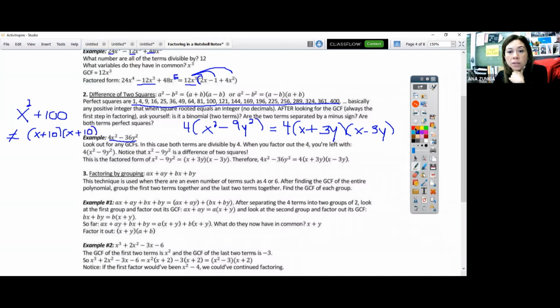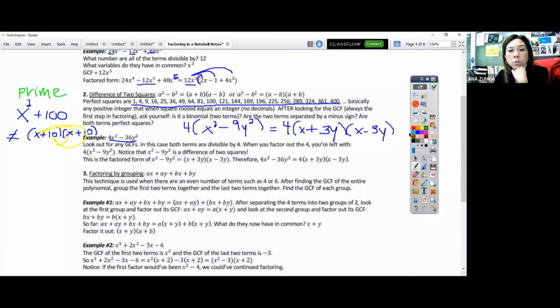So again, if I were to distribute, I go x times x is x squared, x times 10 is 10x, 10 times x is 10x, and 10 times 10 is 100. You're going to end up with x squared plus 20x plus 100. That's not the same thing as x squared plus 100. So there's no such thing as the sum of two squares. This actually cannot be factored, x squared plus 100. We call this prime. When it cannot be factored, the word is prime, okay? When it cannot be factored, meaning nothing can come out.